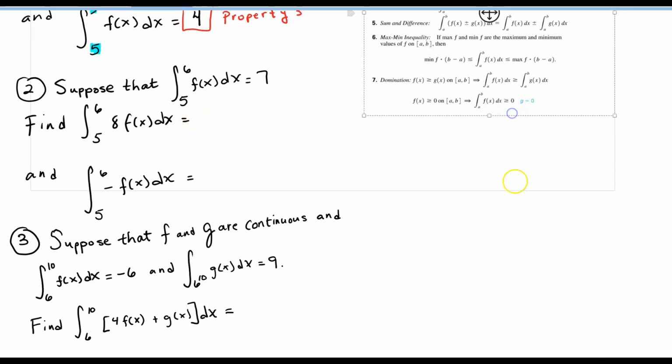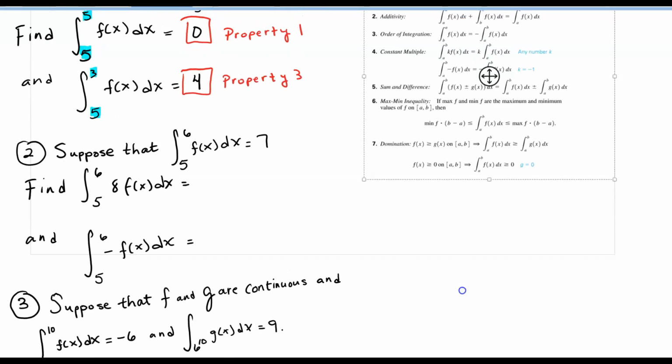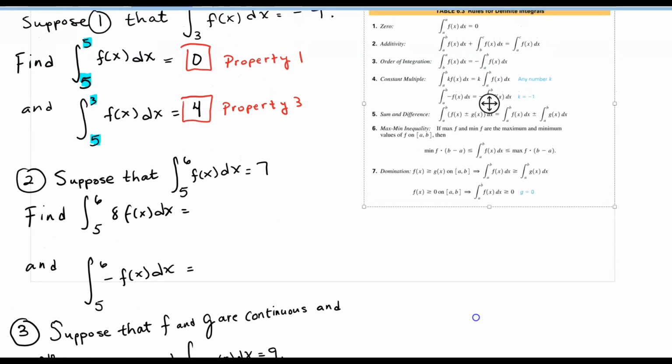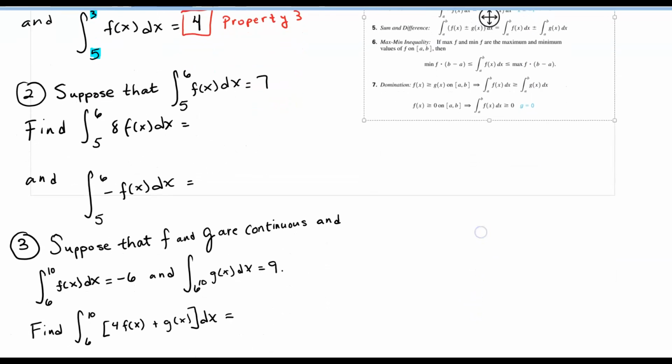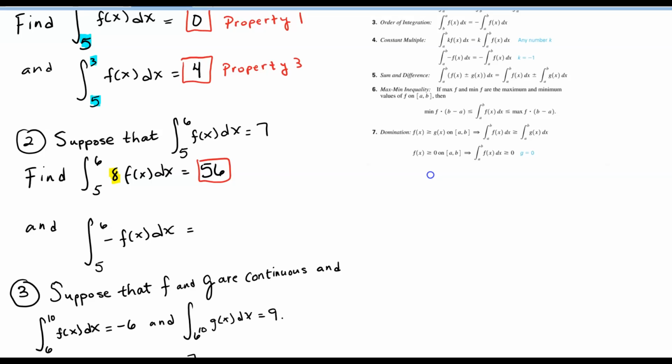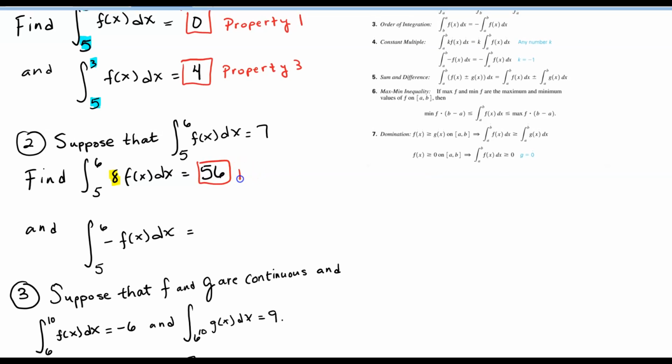So this one right here, if we look at our properties again, is the constant multiple rule. So we will end up factoring out this 8, and we're going to multiply it by the integral that was originally given, which was 7, and 8 times 7 is 56. So this one right here is true because of property number 4, the constant multiple rule. All right, nothing to it.